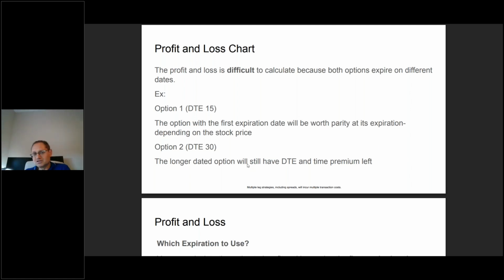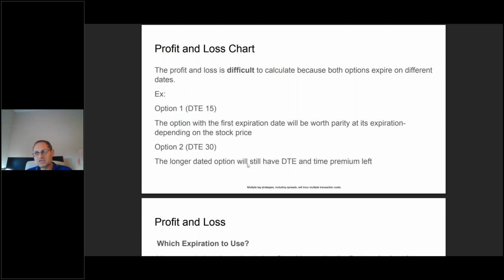That means that option is going to have time premium. It's not just worth zero or its intrinsic value. It will have time premium, and that time premium could vary greatly because it will depend on what the implied volatility of that option is at that time. So it's trickier to calculate a profit and loss in this calendar spread. So to do that, we run an estimate.